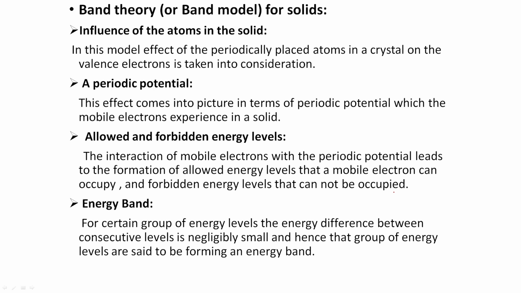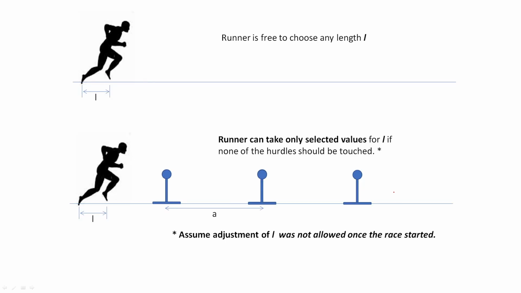So, band theory is very important. In a solid, the influence of the atoms can be taken care of. This model considers the effect of periodically placed atoms in a crystal on the valence electron very easily, and we know it is basically a periodic potential which exists in the material, and then it can also explain why allowed and forbidden energy gaps can exist and energy bands can form. Okay. So, that is it.